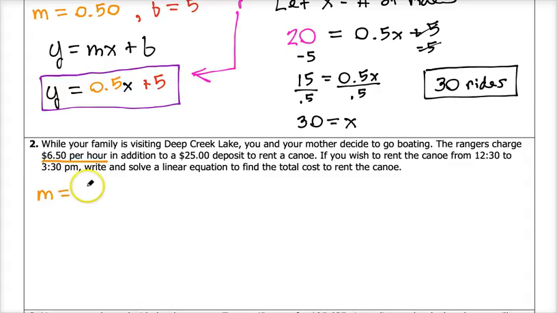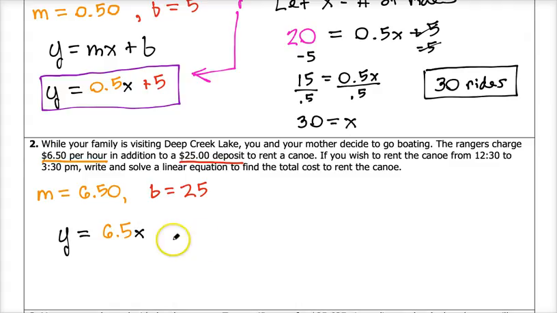So m is equal to 6.50. You have a starting point as well. Your starting point in this case is the deposit. You have to pay $25 to begin with to get the canoe. So that is our b value. B is 25. So our linear equation will be y equals 6.5x plus 25.